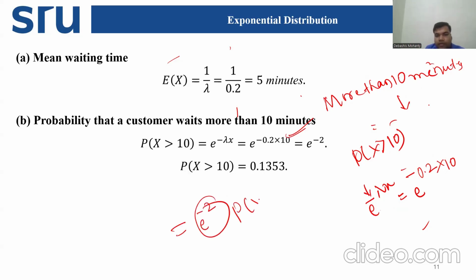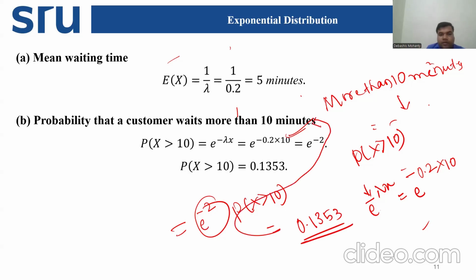Whenever we are calculating the probability of x greater than 10, the value is e raised to the power minus 2. How much is that? 0.1353. So this value, 0.1353, is the probability that a customer waits more than 10 minutes. Okay, students, so next, coming to the next question.